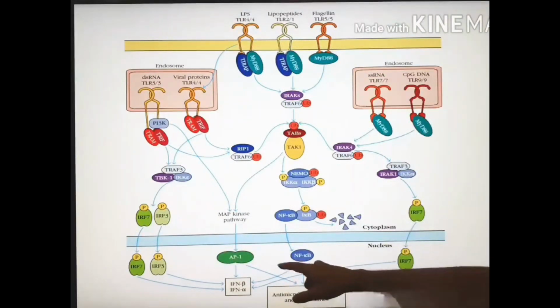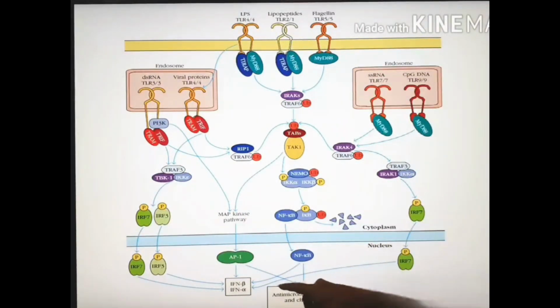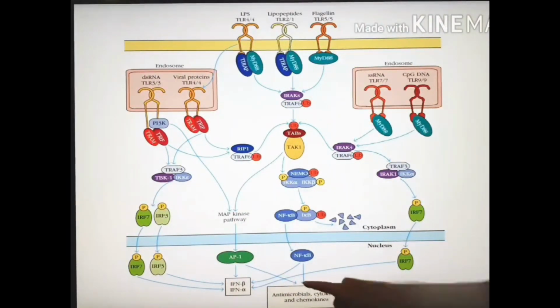Another important chemical is IFN alpha and beta. This is called type 1 interferon. This type 1 interferon is responsible for immunity against viruses. So type 1 interferon develops antiviral immunity.